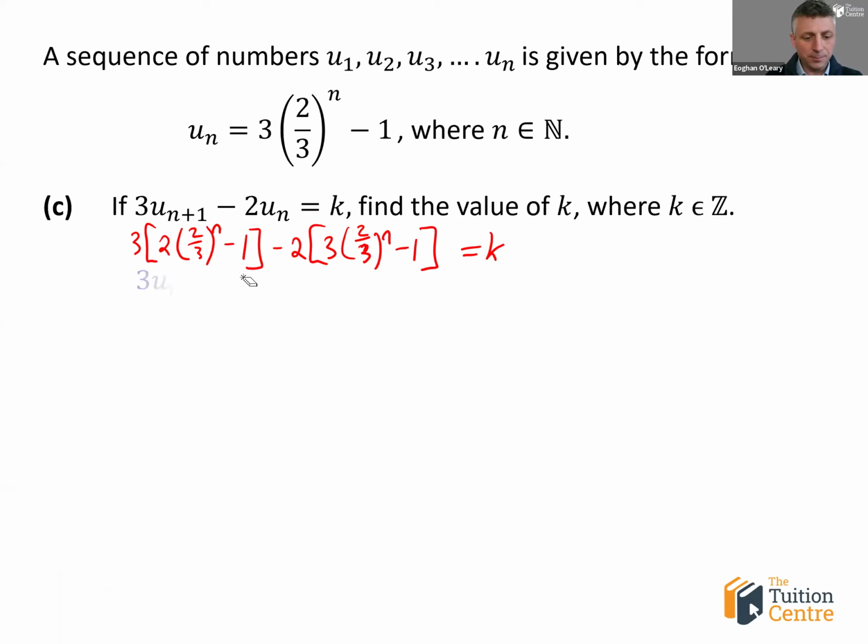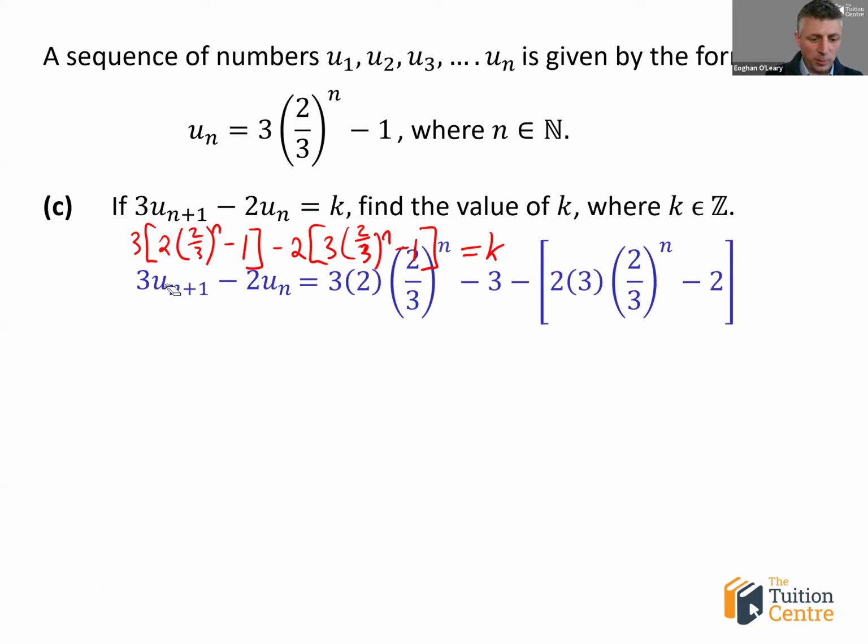So in this case, when we multiply it out, as I go through my bracket here, I'll just show you exactly what's happening. I'm multiplying 3 times 2 times 2 over 3 to the power of n. That's my part here. I'm then multiplying the 3 times the minus 1 to get the minus 3. I'm then multiplying through the bracket my minus 2 times the 2 over 3 to the power of n. Okay, my minus is still outside the bracket there. And I'm also multiplying my 2 times my minus 1 to get my minus 2 over here.